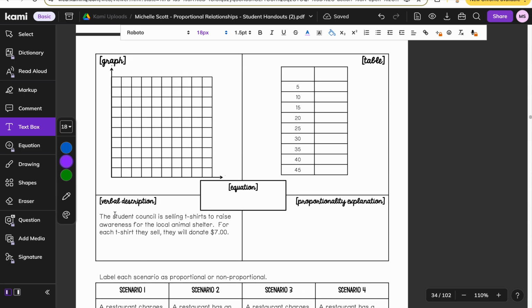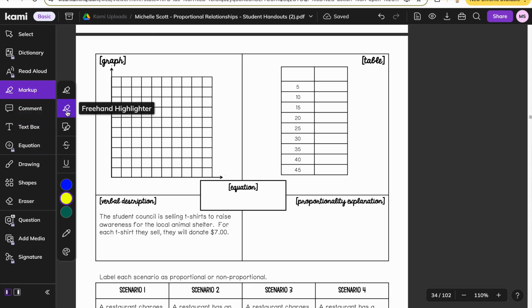The next problem, it gives you the verbal description here. So if I just highlight that, right? So here is the verbal description. The student council is selling t-shirts to raise awareness for the local animal shelter. For each t-shirt they sell, they will donate $7.